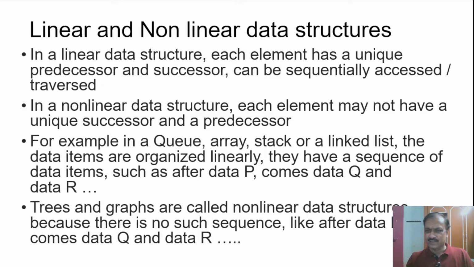The idea of a linear data structure is that it has a unique successor and a unique predecessor. So what I mean is you can sequentially access the elements of the data structure. You can traverse it sequentially. But if it's a non-linear data structure, you cannot sequentially access or traverse it. Examples of data structures that can be sequentially accessed are queue, array, stack, or a linked list. The ones that cannot be sequentially accessed are trees, graphs, and other nonlinear data structures.